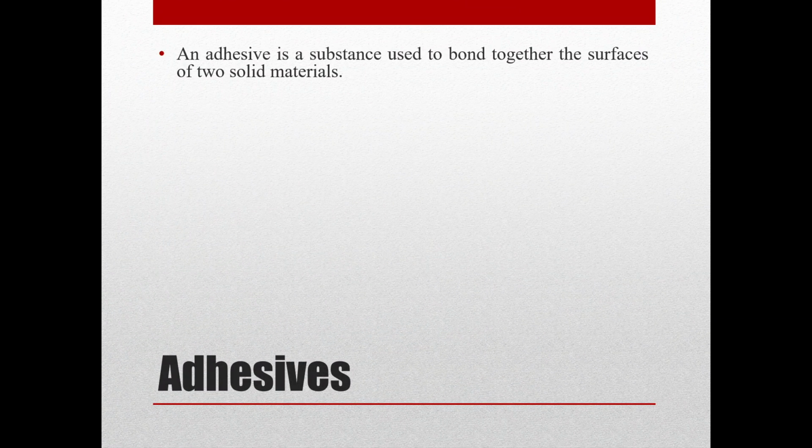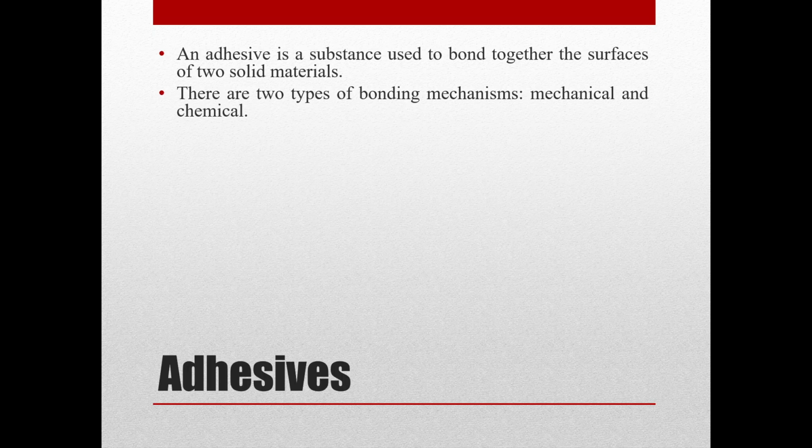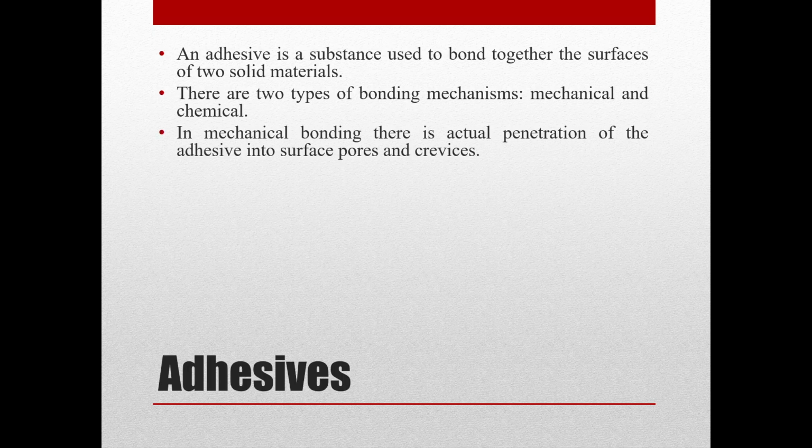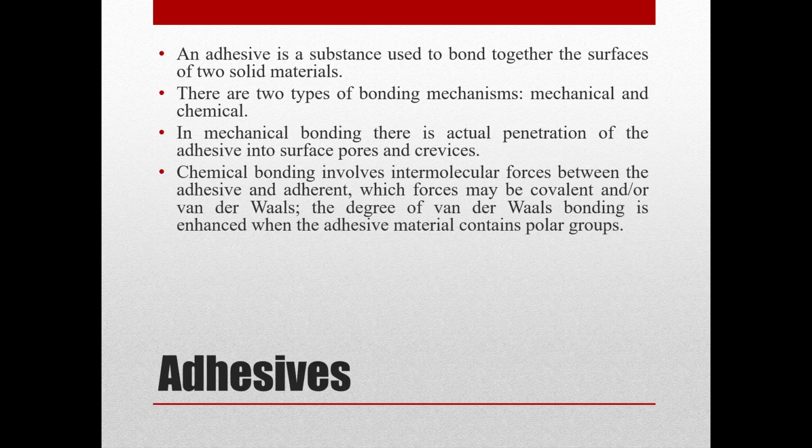So next classification we come to adhesives, where polymer may be used as an adhesive. An adhesive is a substance used to bond together the surfaces of two solid materials. There are two types of bonding mechanism, mechanical or chemical. In mechanical bonding, there is actual penetration of the adhesive into the surface pores and crevices. Chemical bonding involves intermolecular forces between the adhesive and the adherent, which forces may be covalent or van der Waals. The degree of van der Waals bonding is enhanced when the adhesive material contains polar bonds.